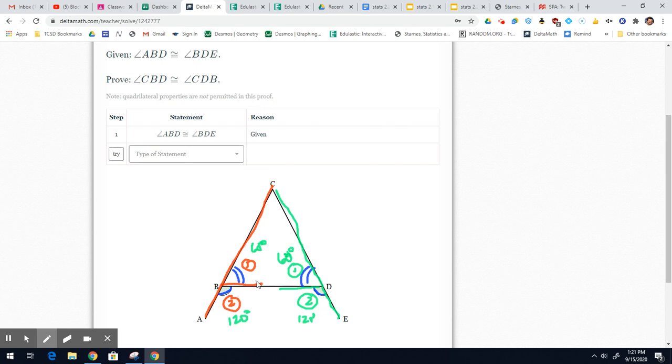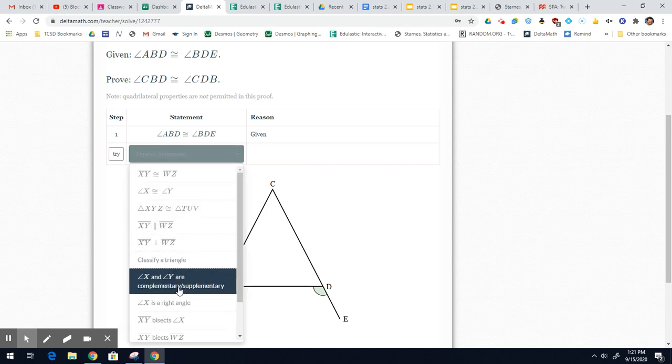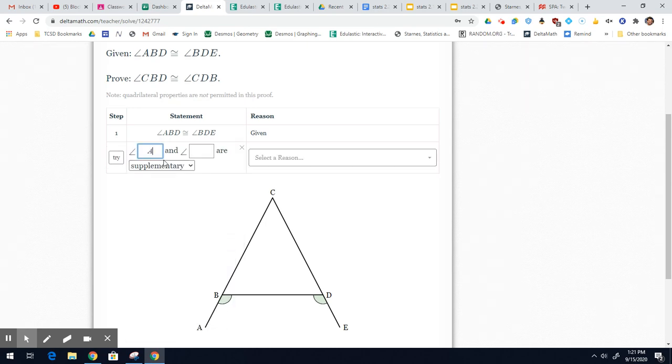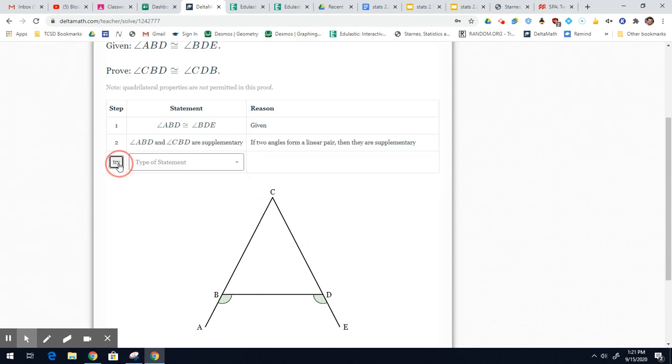So this is the idea again of a linear pair. So let's write it down. Again, if it's confusing, I get it. All right, and I'll explain what your homework assignment is going to be after I'm done. So next, we're going to say that angle ABD and angle CBD are a linear pair. They're supplementary. Angle ABD and angle CBD are supplementary. That's because if two angles form a linear pair, they are supplementary.